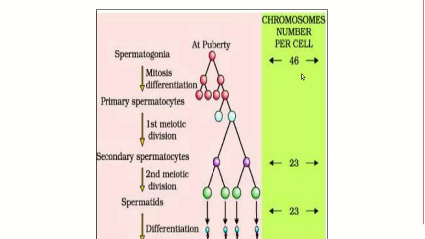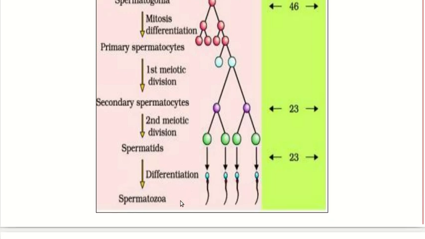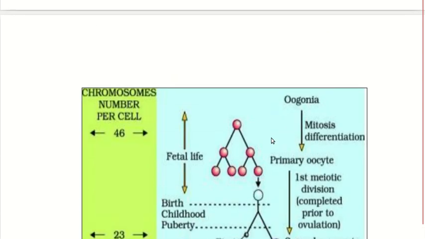So chromosomal number per cell, you can see they were diploid, 46. Here they have become 23 at secondary spermatocytes. Spermatids formed are not mature. They undergo differentiation or spermiogenesis to form spermatozoa, which have the head and tail. So all of them are haploid, and from a single primary spermatocyte we are getting 4 mature sperms.